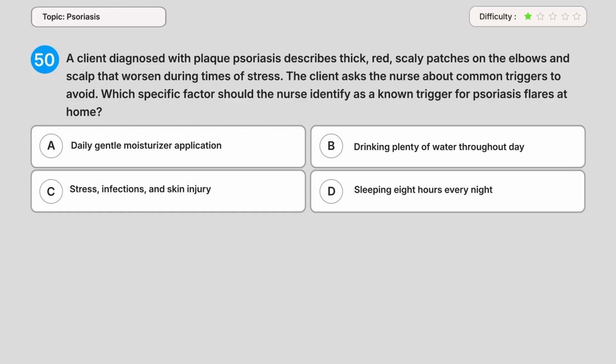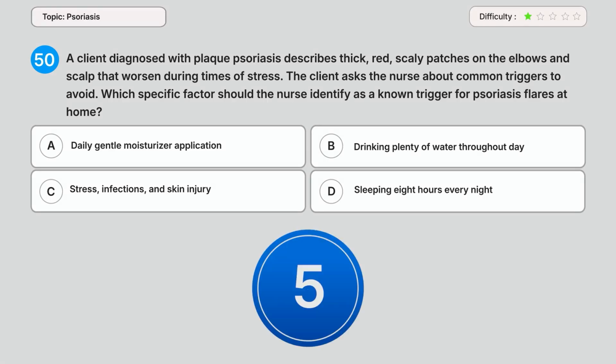A. Daily gentle moisturizer application. B. Drinking plenty of water throughout day. C. Stress, infections, and skin injury. D. Sleeping 8 hours every night. Can you guess the answer?